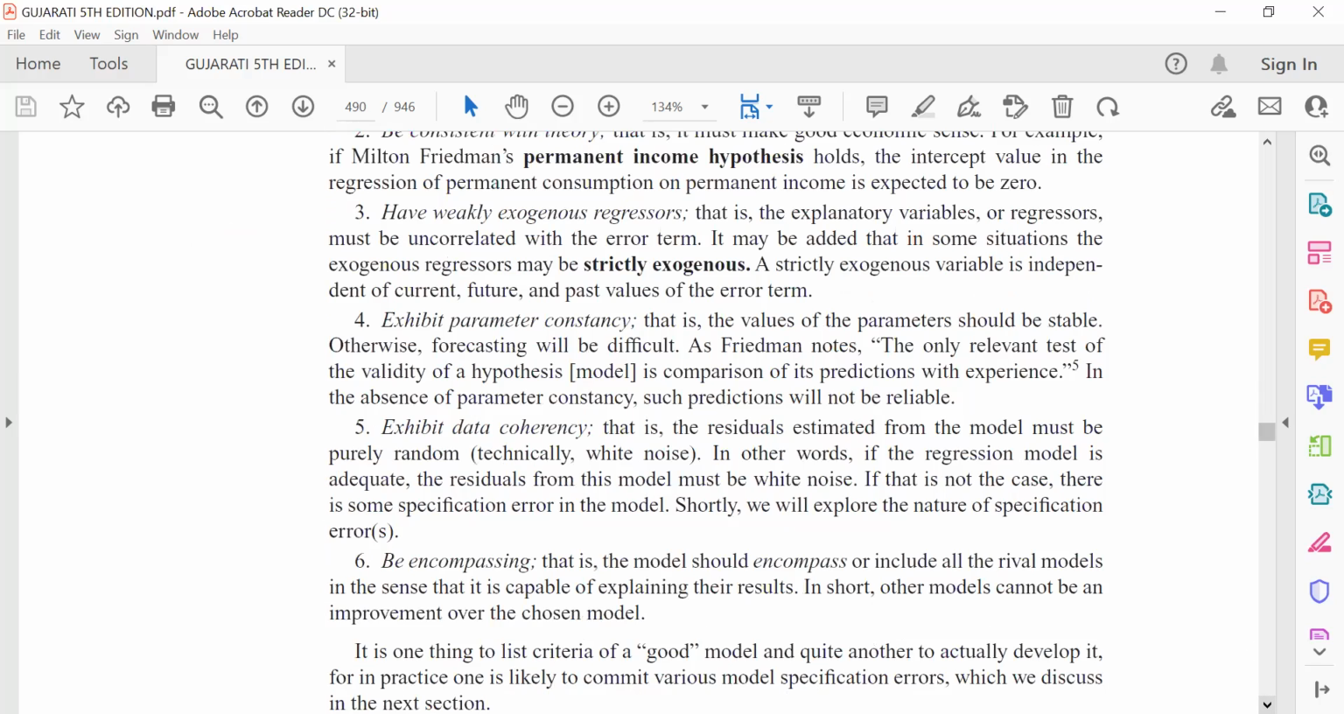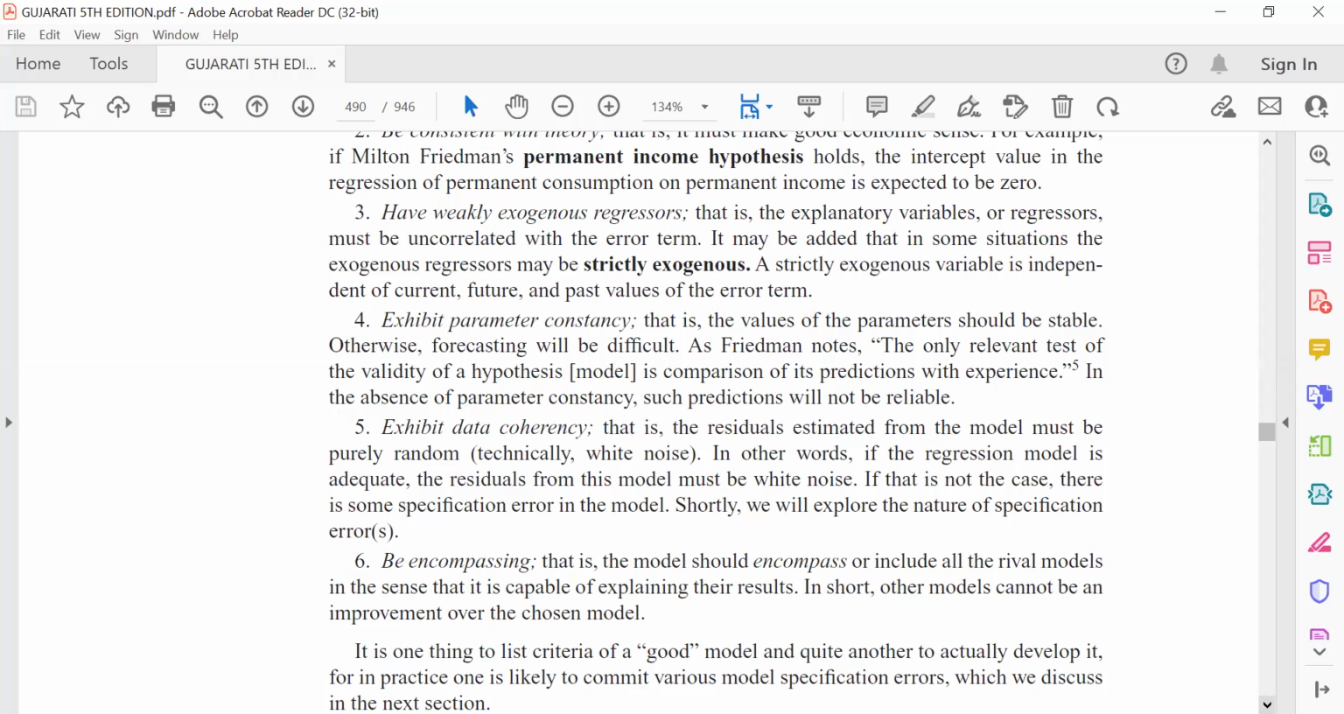Okay, exhibits data coherency. The residuals estimated from the model must be purely random. I explained already in the serial correlations case: the residual from this model must be white noise. White noise means the residuals have zero mean and constant variance. If that is not the case, there is some specification error in our model, so we have to check our model again.